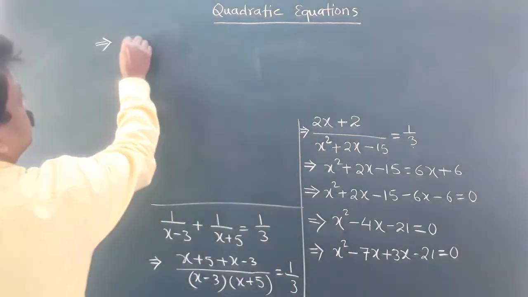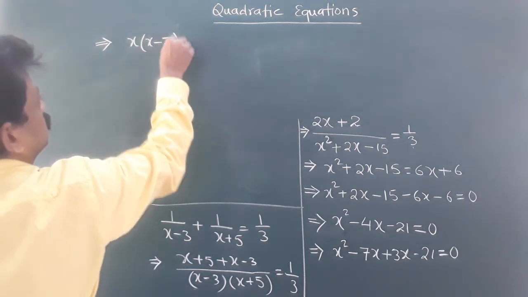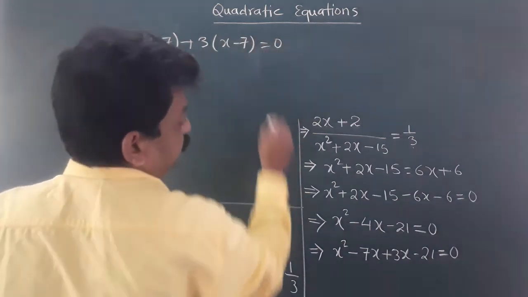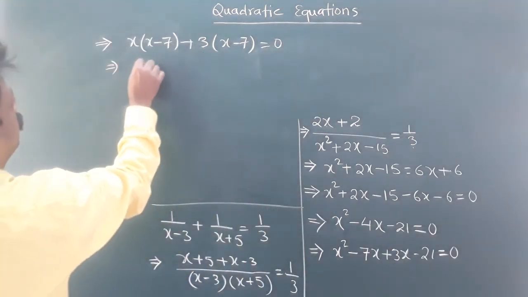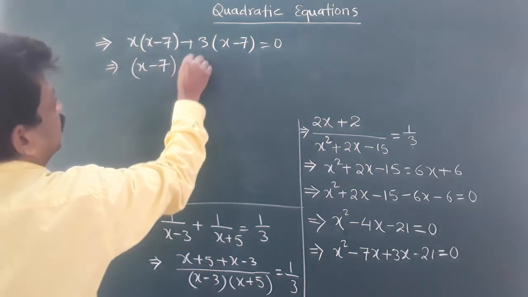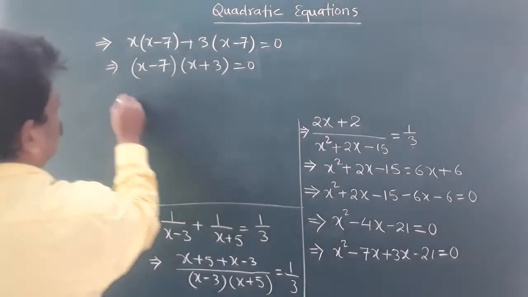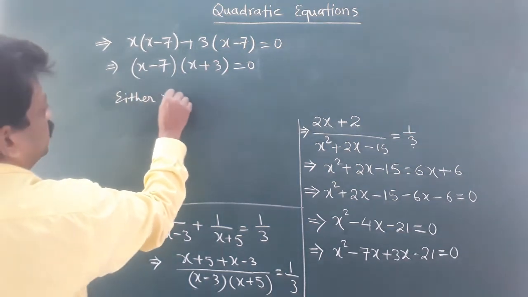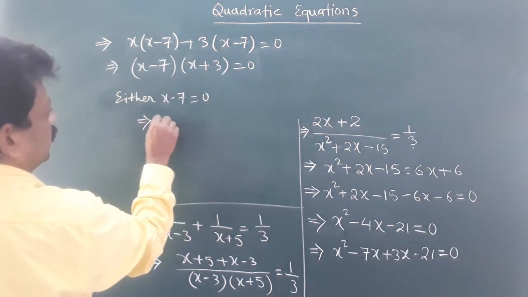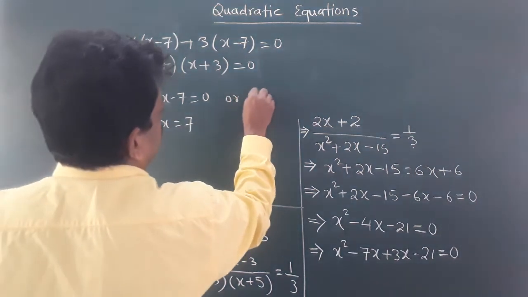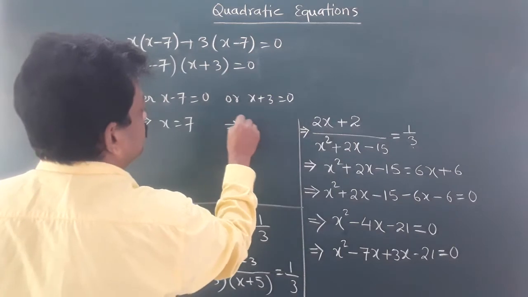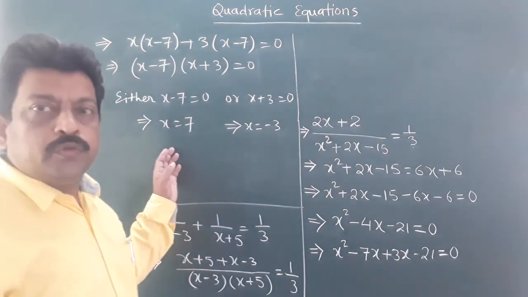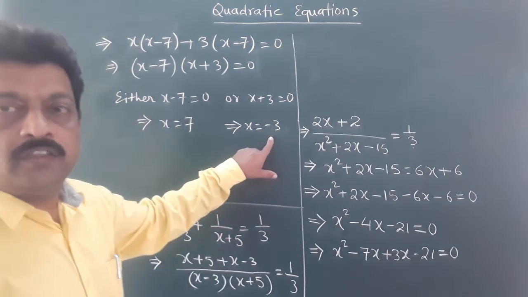So it is x(x minus 7) plus 3(x minus 7) equals 0. That means the two factors are x minus 7 and x plus 3 equals 0. So either x minus 7 equals 0, which implies x equals 7, or x plus 3 equals 0, which implies x equals minus 3. So we have got two roots, one is 7 and one is minus 3.